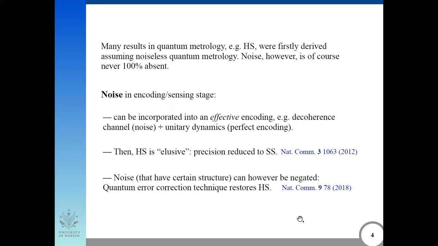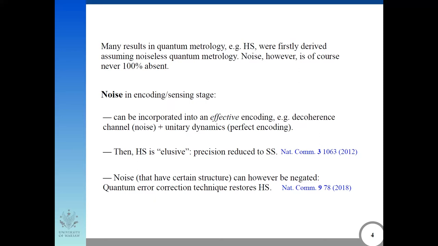So further, in more recent years, people have studied the structure of the noise better. And people find that if your noise has certain structures, as you say, then you can cleverly avoid this noise. The analysis looks a little bit similar to the so-called quantum error correction technique, where there are similar conditions to the so-called Canonical conditions, where if you satisfy certain conditions, then you can avoid the noise and restore back your Heisenberg scaling. So this is the progress on how people deal with noise during the sensing stage.